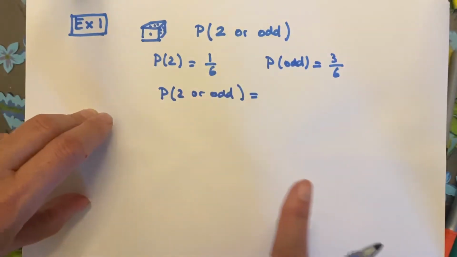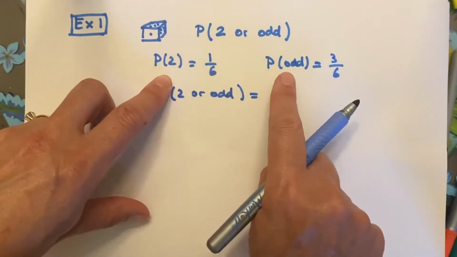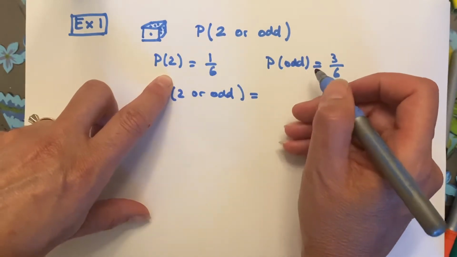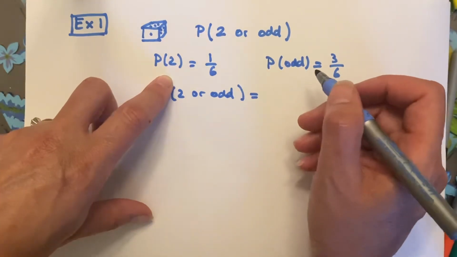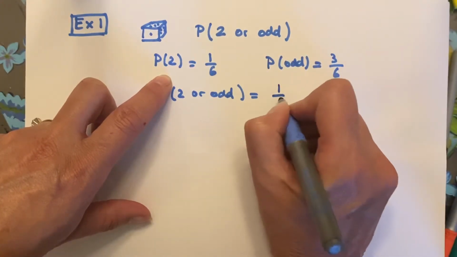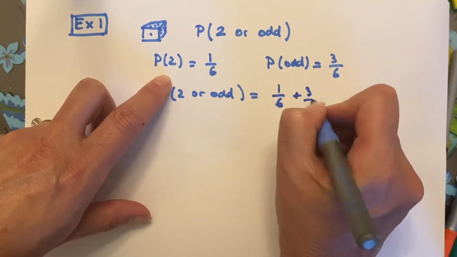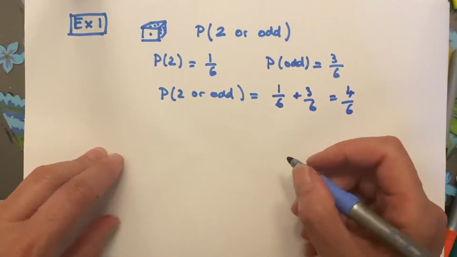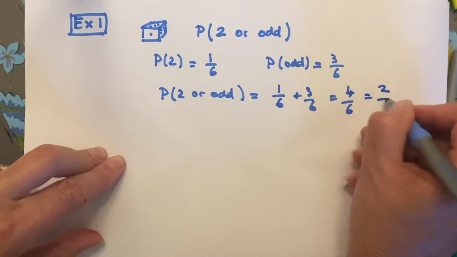Now, before we actually calculate that, are there any in common? Well, this is the number 2, and this is 1, 3, and 5. So these are mutually exclusive, right? There's nothing in common, so we can just straight add them. 1/6 plus 3/6 equals 4/6. Or we reduce it to 2/3.